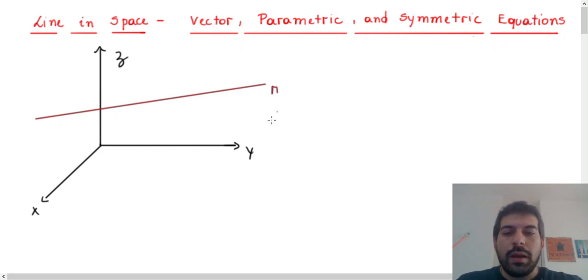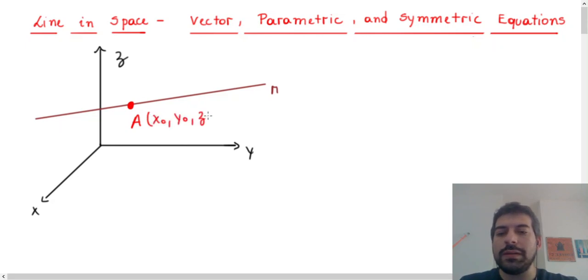Great. In order to write all those equations of this line, I just need to know two pieces of information, okay? The first one is a point that I know lies in the line, okay? Once I know this point, I will know the coordinates of the point. So I will call them x0, y0, and z0. I know those coordinates.